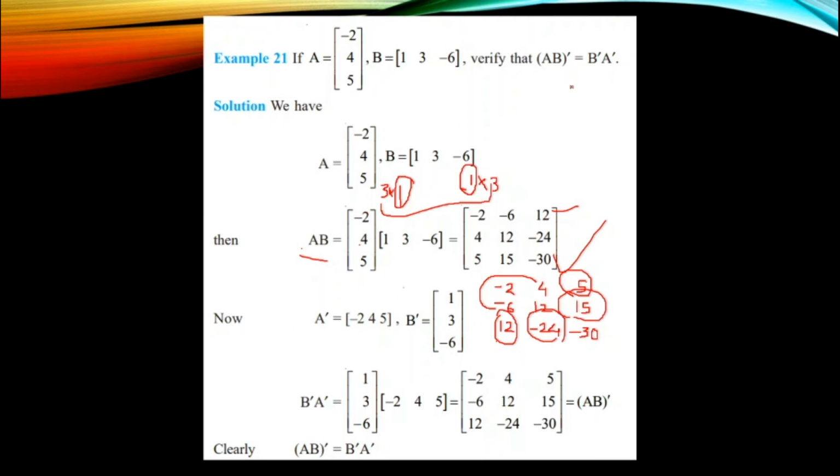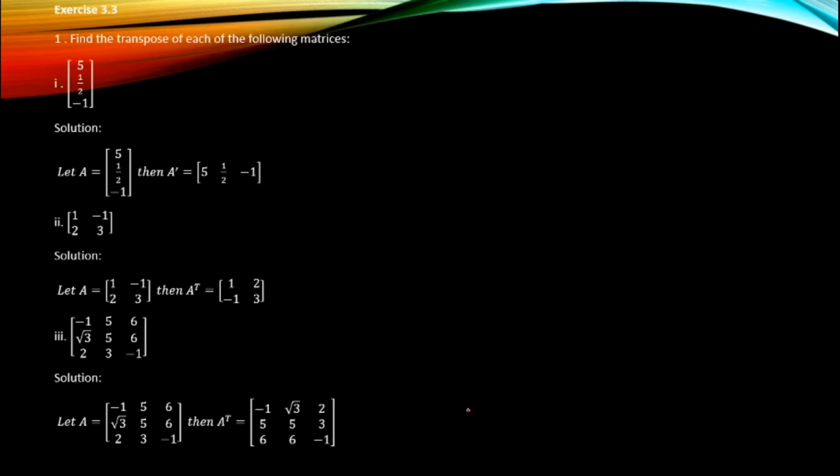This is our LHS. Now the RHS, B dash A dash. So we find the transpose of A and B. When you multiply the transposes B dash, A dash, you get minus 2, 4, 5, minus 6, 12, 15, 12, minus 24, minus 30. So this is equal to AB whole dash. So here our property is verified.